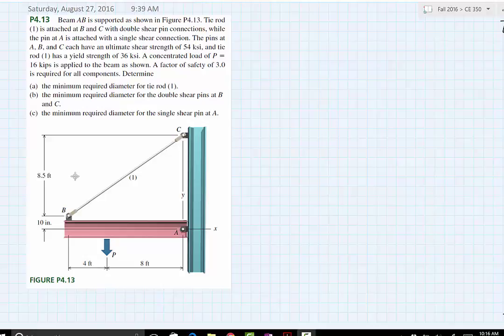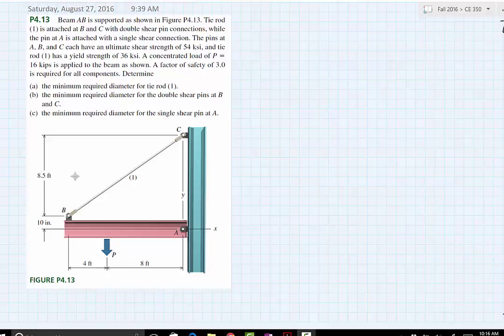This problem statement reads, the beam AB is shown as it's supported by the tie rod 1 attached at B and C with double shear pin connections, while the pin at A is attached with single shear connections. The pins at A, B, and C each have ultimate shear strength of 54 KSI. The tie rod 1 has a yield strength of 36 KSI. A concentrated load of P equals 16 kips is applied to the beam as shown. A factor of safety of 3.0 is required for all components.